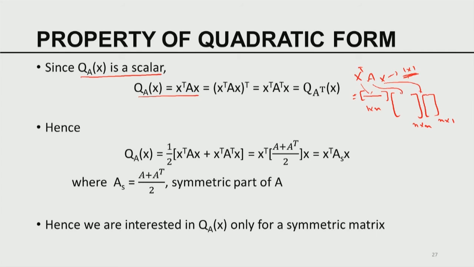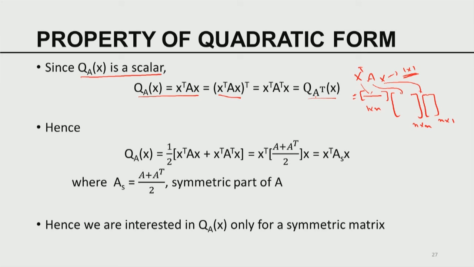You all know that basically. So your quadratic function is a scalar. The transpose of a scalar is itself, so the scalar is its own transpose. But the transpose of a product is the product of the transposes taken in the reverse order, as we have already seen. So this is equal to x transpose A transpose x. This is the quadratic form of A transpose. So what have we shown? The quadratic form of A is the same as the quadratic form of A transpose. That is the fundamental property.